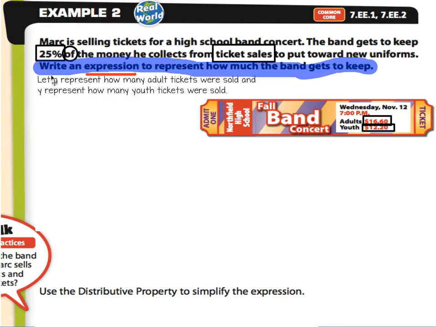So that's why I'm going to use A to represent the adult tickets and Y to represent the youth tickets. So that way anytime I see Y, I know to put in $12.20, and anytime I see A, I put in $16.60.